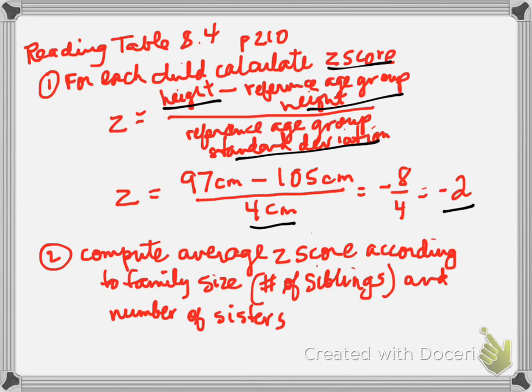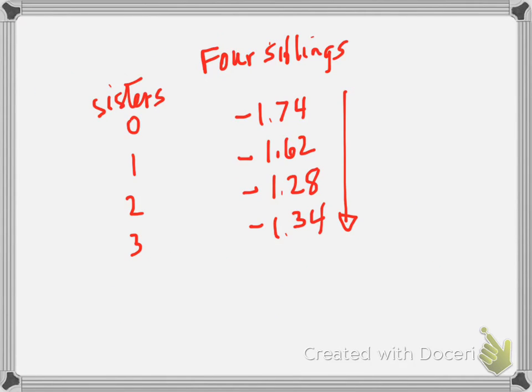reference height. So what Morduch and Garg do is compute that z-score for every child in their sample from Ghana, and then compute the average of those z-scores according to the number of siblings that the child has and the number of sisters that the child has. And we end up with a table where we have the number of sisters being controlled for on the vertical axis, and then across we have the number of siblings, 4, 5, 6, etc.